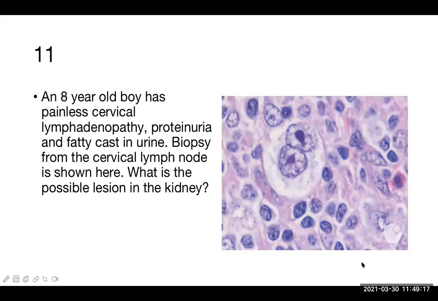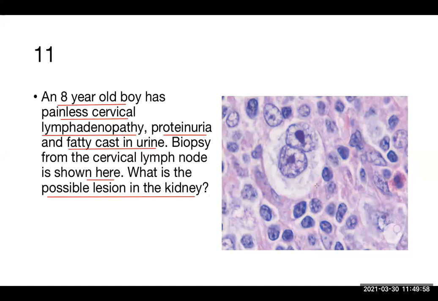Now, number 11. This is also an interesting type of case. An 8-year-old boy has painless cervical lymphadenopathy, proteinuria, and fatty cast in the urine. Biopsy from the cervical lymph node is shown here. This is a biopsy which is taken from the cervical lymph node. What is the possible lesion in the kidney? So they have asked a little bit difficult question. First, you need to diagnose what is this condition, and then you have to think about the possible lesion in the kidney. Now, what type of cells are these?